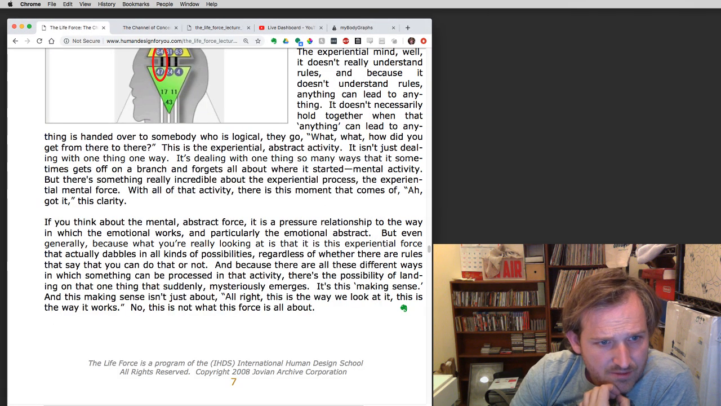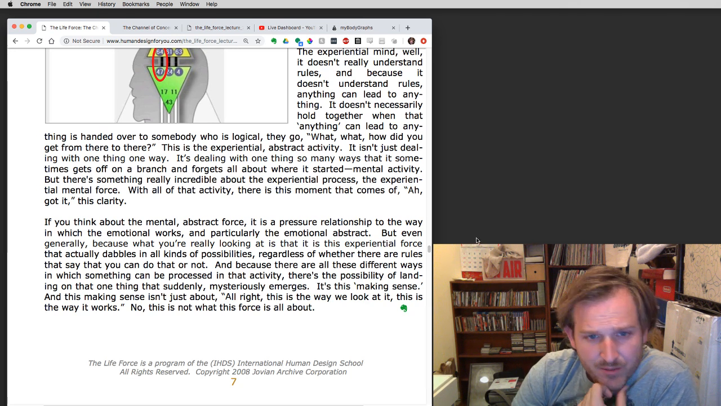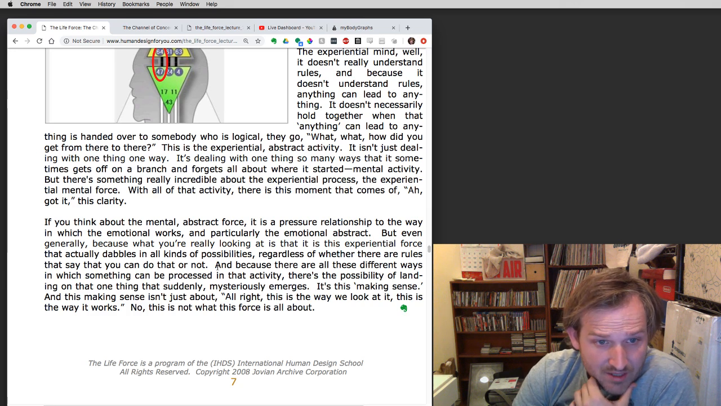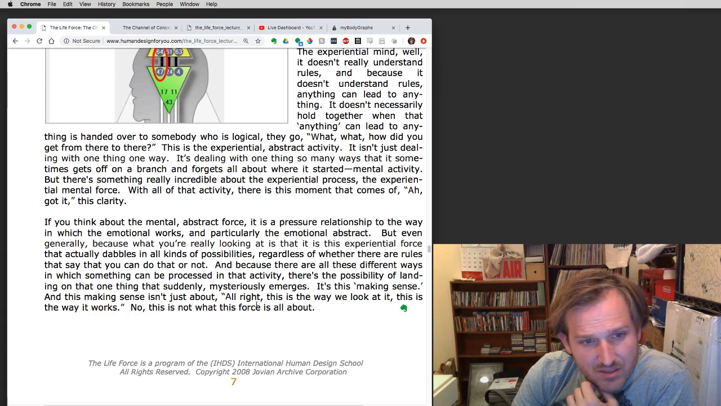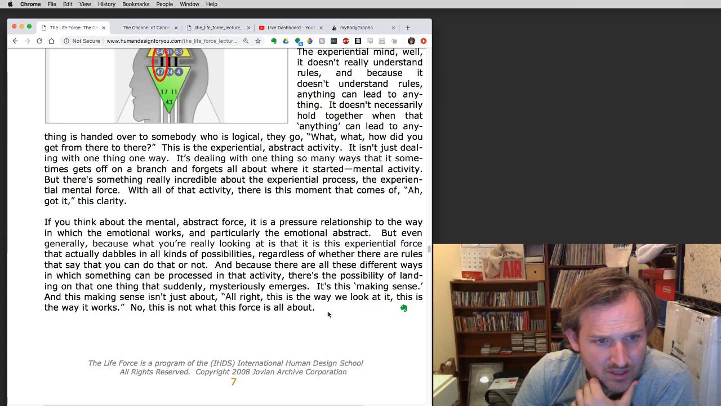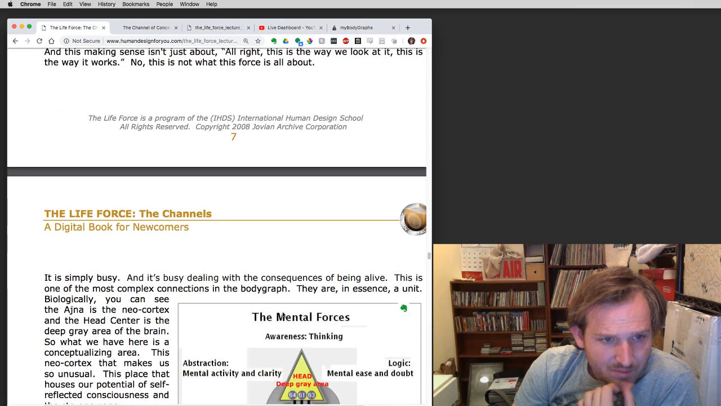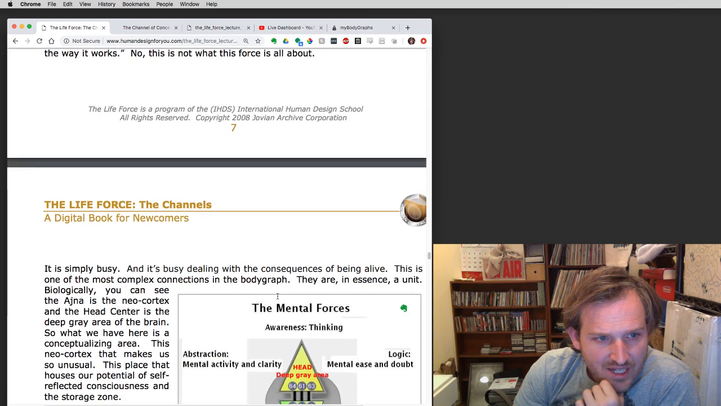But talking back to 64-47, so it's a pressure relationship to the way the emotional works, particularly the emotional abstract, but even generally, because what you're really looking at is that it's this experiential force that actually dabbles in all kinds of possibilities, regardless of whether there are rules that say that you can do that or not. And because there are all these different ways in which something can be processed in that activity, there's the possibility of landing on that one thing that suddenly mysteriously emerges. It's this making sense. And this making sense isn't just about, all right, this is the way we look at it, this is the way it works. It's simply busy, and it's busy dealing with the consequences of being alive.